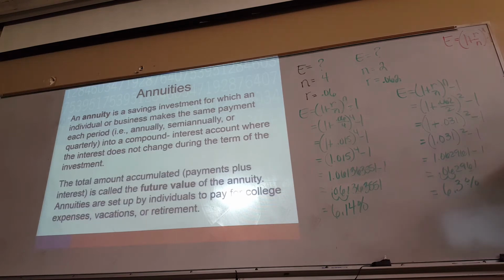The total amount accumulated is called the future value. You remember when we talked about A in those last couple of problems, the A equals P plus I? The future value is the total amount you will pay over a period of time. Annuities are typically set up by individuals to pay for college expenses, vacations, retirement, or whatever you want to do, but you can start saving now for something later.